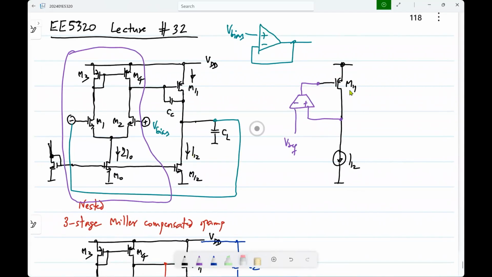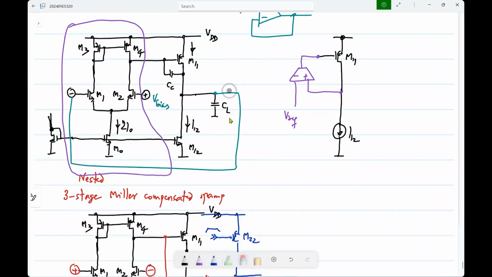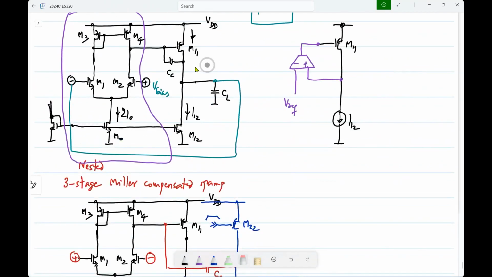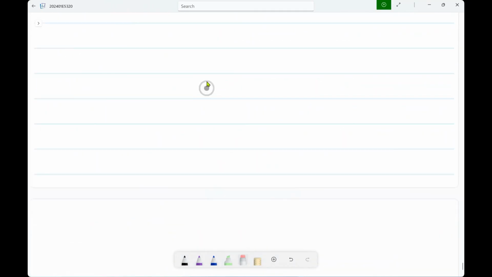So the main point is this architecture is very, very common. Used quite a lot. There is one disadvantage here.